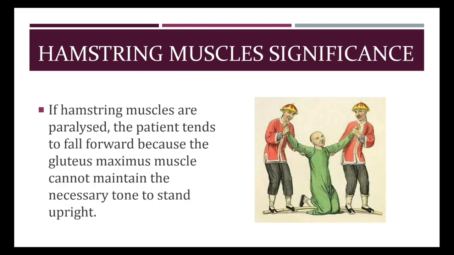Now we will move to the back of thigh. Clinical significance of hamstring muscles or muscles in the back of thigh. If hamstring muscles are paralyzed, the patient tends to fall forward because the gluteus maximus muscle cannot maintain the necessary tone to stand upright. In ancient times, the soldiers used to slash the back of the knees of the horses of their opponents in order to cut the tendons of the hamstring muscles to bring the horse and its rider down. They also used to cut the hamstring tendons of the soldiers so that they could not run, and this was termed as hamstringing the enemy.